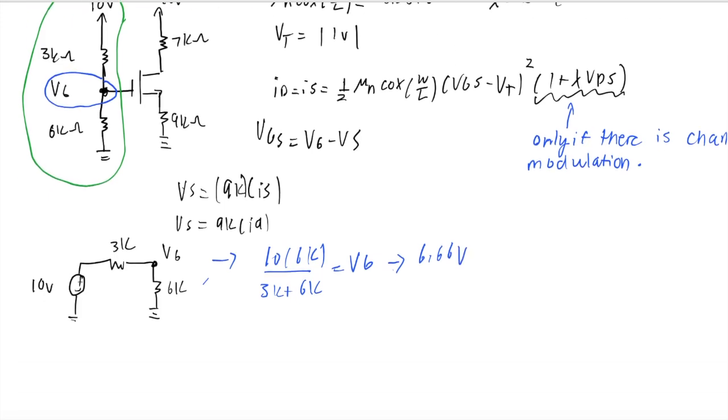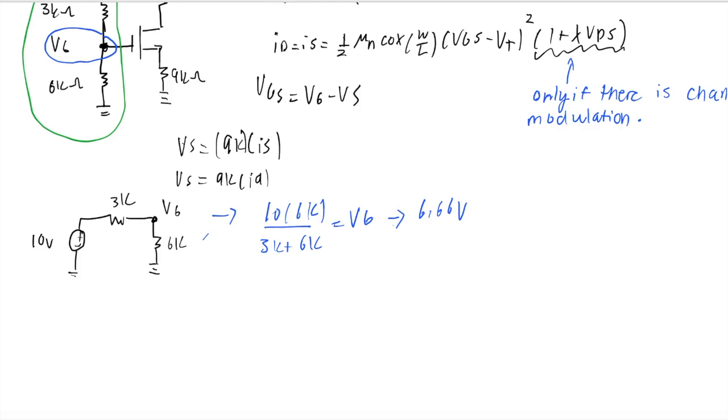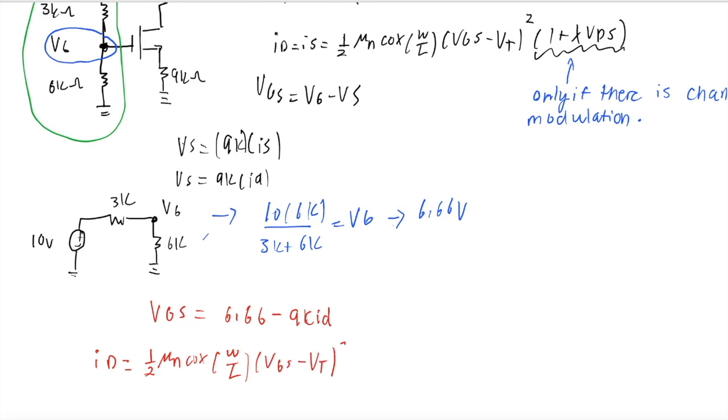So now that we have VG, we can easily write an equation for VGS. So VG, we know is equal to 6.66. And we know that VS is equal to 9K times ID. So VG minus VS will be 6.66 minus 9K multiplied by ID. And now we can simply just plug everything into the equation. So we know the equation is ID equals 1/2 mu n cox W over L (VGS minus VT) squared. And since we have no channel modulation, we don't really care about the other part.